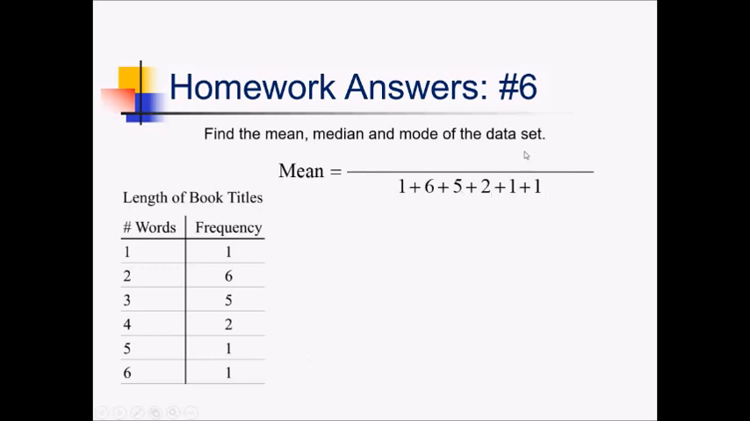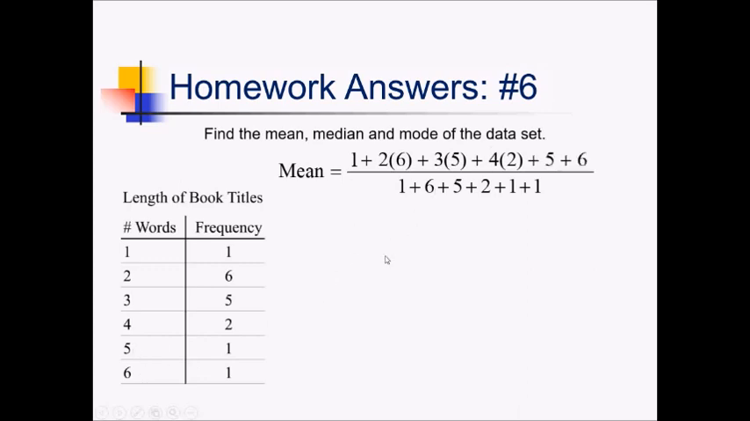And let's also set up the numerator that we're going to calculate for the mean. So we've got one of these one-word titles, so that's just once. And then for these 2s, we've got 6 of those. We have a 2 times a 6 there. For these 3-worders, we've got 5 of those, so 3 times 5 for a total of 15 words there. And then we've got a 4 times a 2 for the next one, and each of these appears once, so we can just write 5 and 6.